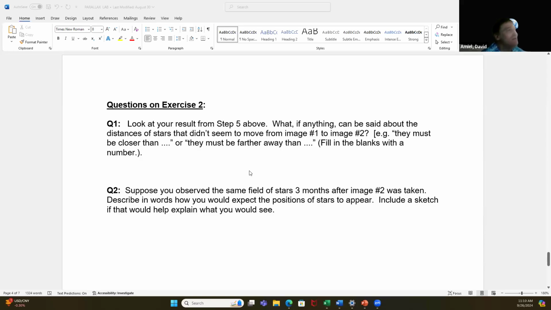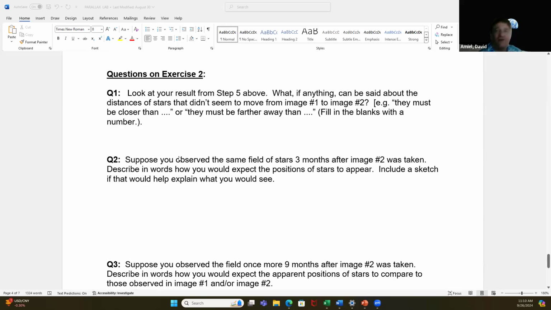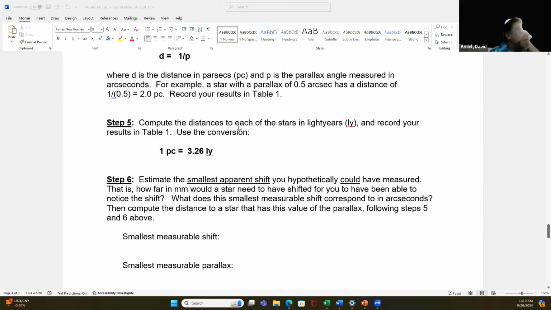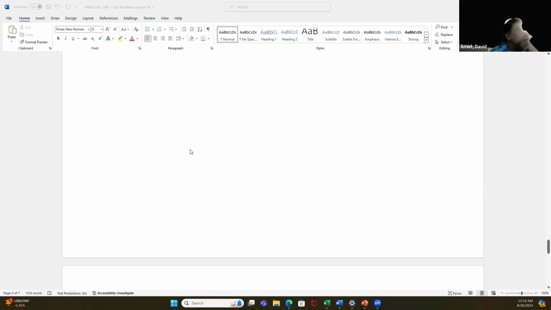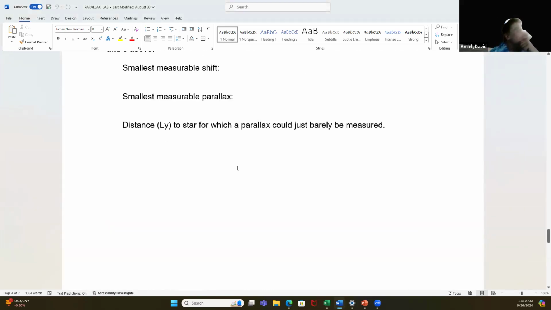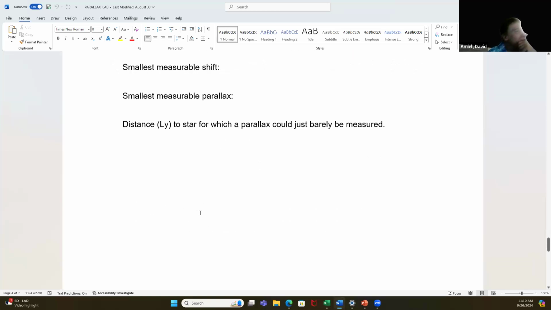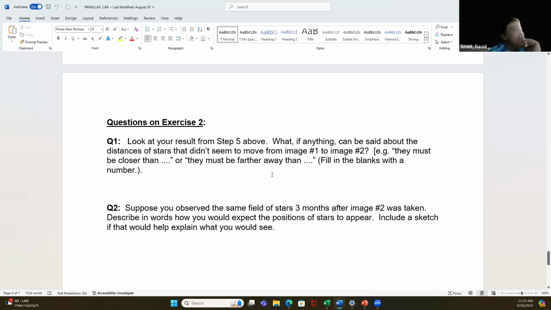Okay, and the last part of this are these questions here. There are 5 questions that I would like complete sentences, thorough answers. Look at your result from step 5 above. So here is step 5, converting to light years. Actually, that should say step 6. So you're supposed to look at your smallest measurable parallax and your distance in light years and say, what, if anything, can be said about the distances of stars that didn't move from 1 to 2?